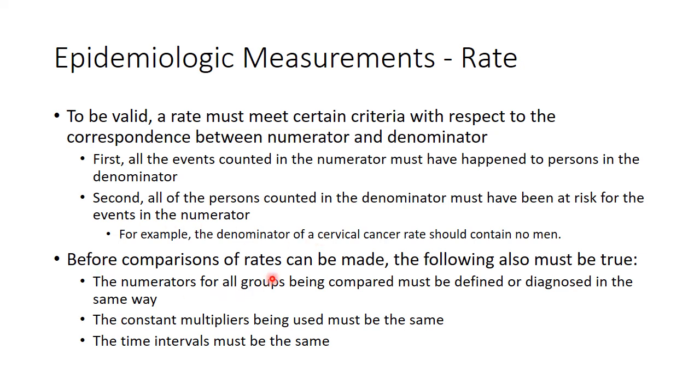But before comparisons of rates can be made, you must also make sure the numerators for all the groups being compared are defined or diagnosed in the same way, because obviously, if you're looking at AIDS diagnoses from, say, 1985 versus 1995, that'd be pretty different, right? So that wouldn't really be comparable. The constant multipliers need to be the same, so you don't want to use, say, per 100 person-years versus 1,000 person-years, because you want to make sure those are consistent. And the time intervals have to be the same, because obviously over longer periods of time the rate can change pretty significantly.